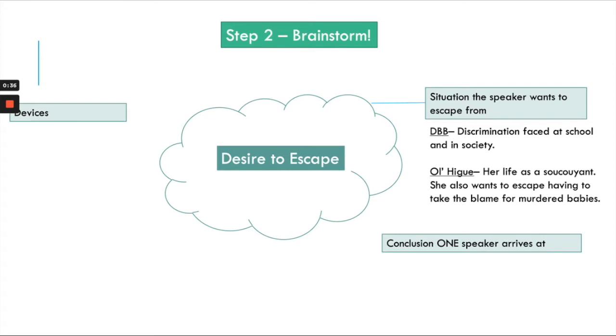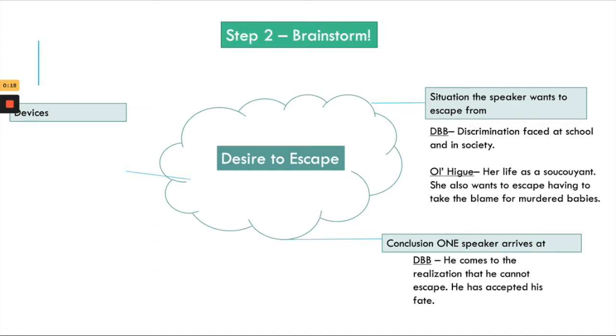I have to focus on the conclusion one speaker arrives at. I chose the speaker from Dreaming Black Boy. And his conclusion, well, he comes to the realization that he cannot escape. He has accepted his fate. And finally, the devices. In Dreaming Black Boy, we have contrast. In Old Higue, we have the rhetorical question.